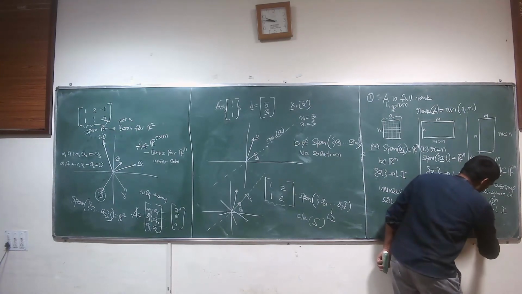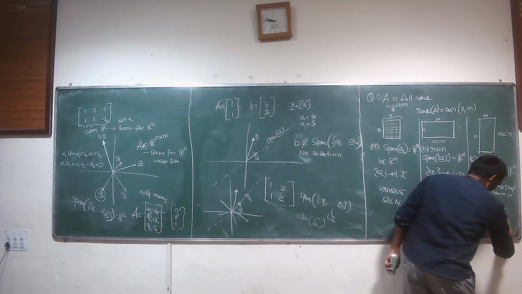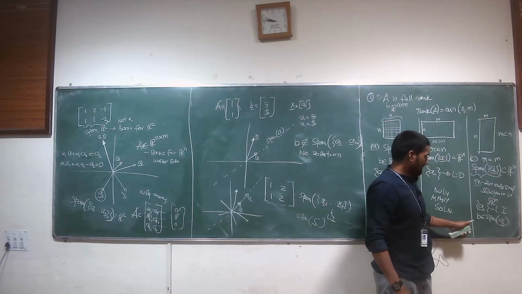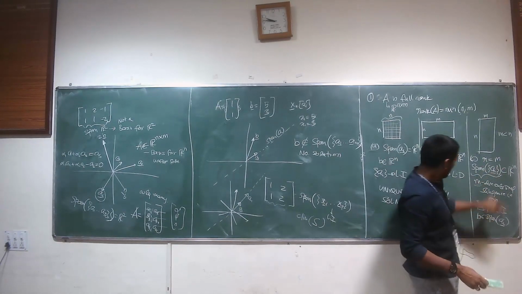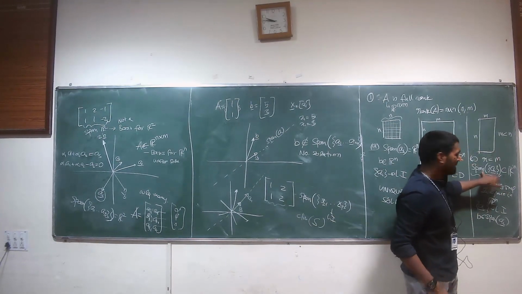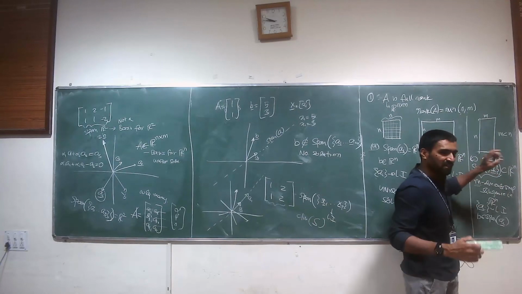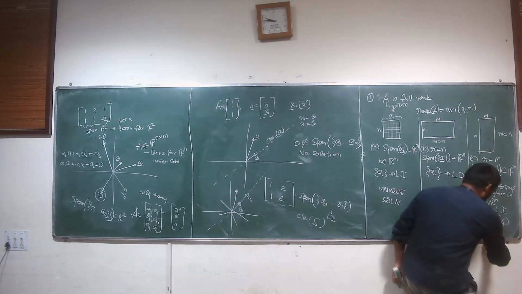If B belongs to the span of the columns of A, then you have a unique solution, right? Because B is from the span, these form a basis for the span. If you have a basis, that means you can always find one way of reaching any vector in that span. So in this case, you will have a unique solution.